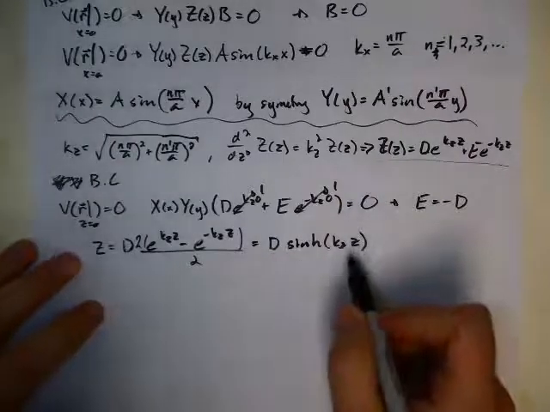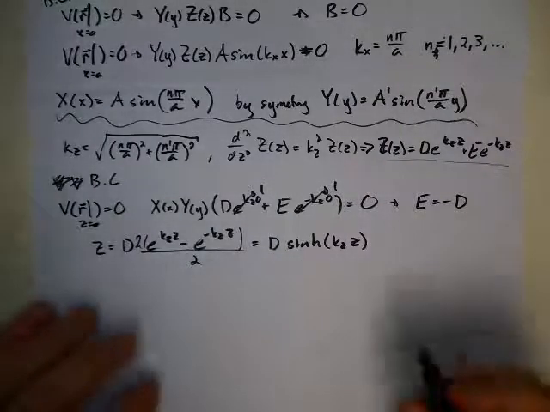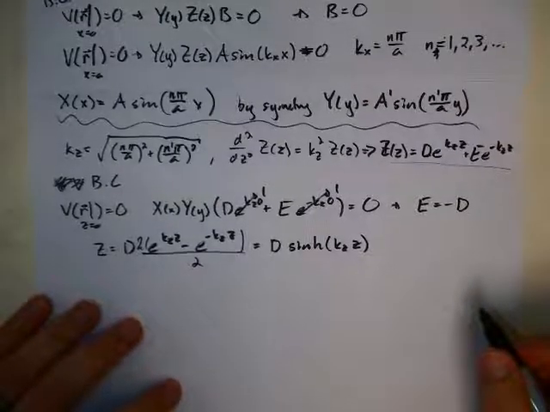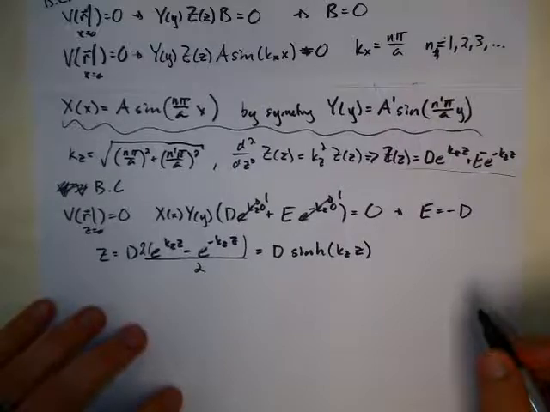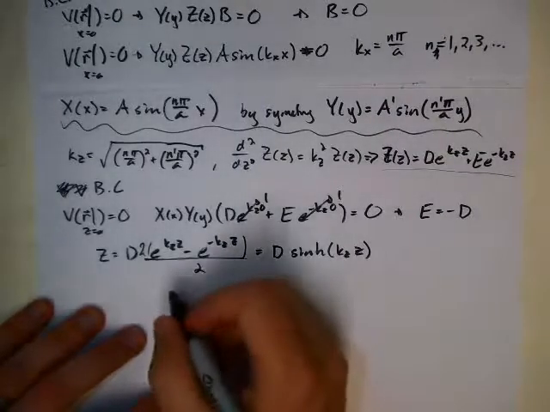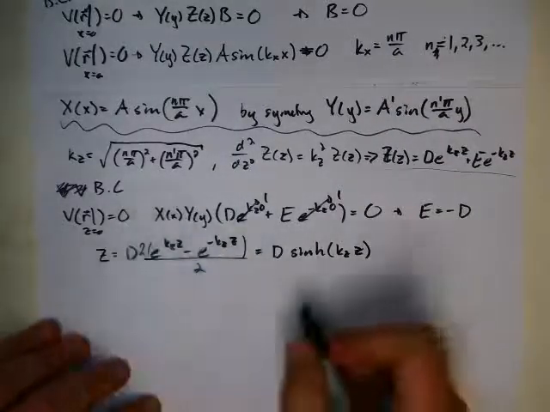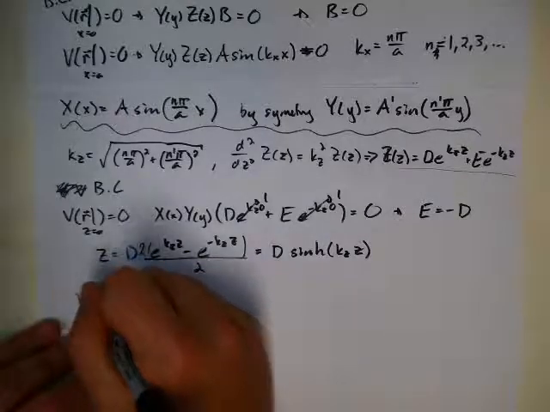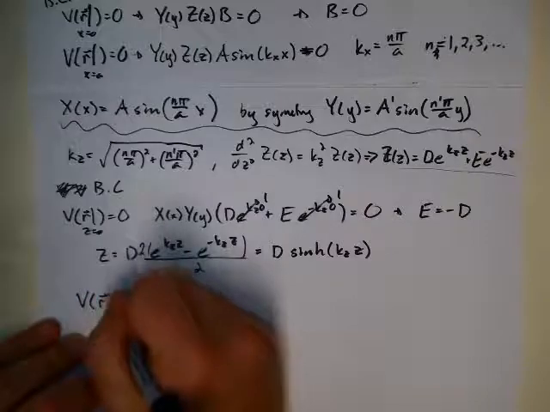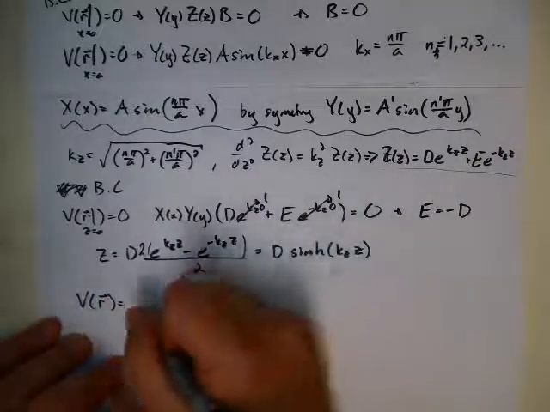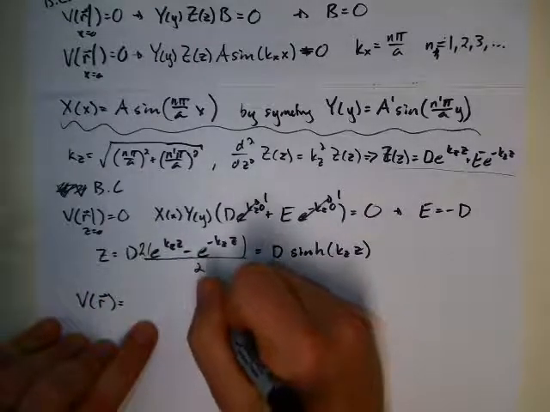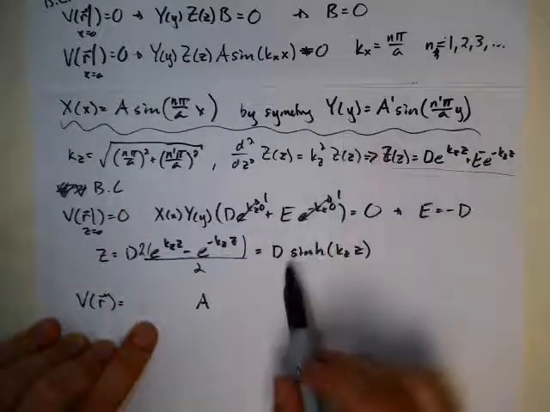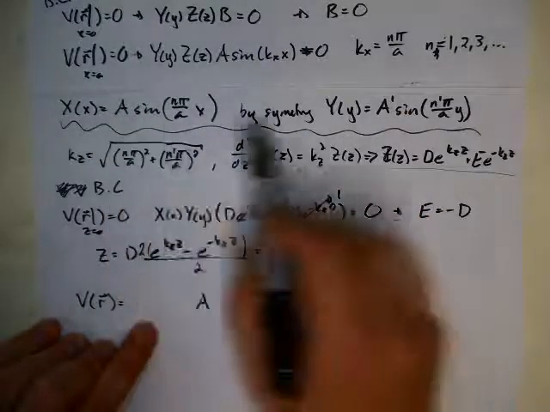So now I know what z looks like here. At this point, it's actually useful for us to write down what the full solution looks like. The full solution, v of r, is going to be equal to, I'm going to leave some space, and when I multiply this x times this y times this z, I notice that I have 3 constants.